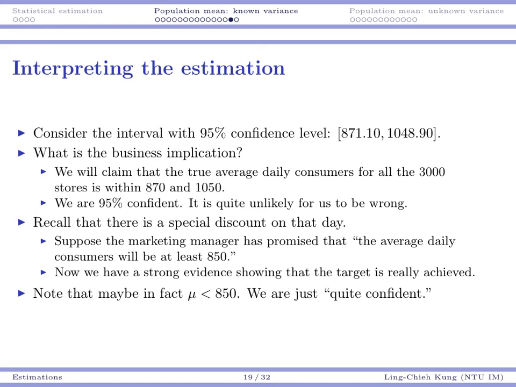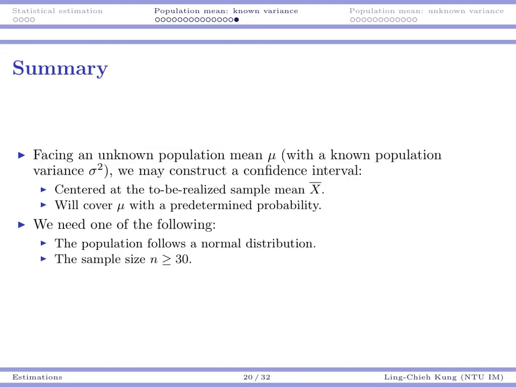Probably we are unlucky, so that our sample is somewhat biased. So it is possible that actually mu is smaller than 850. The only thing that we can say is that we are quite confident about our result, but we can never say it is always true.